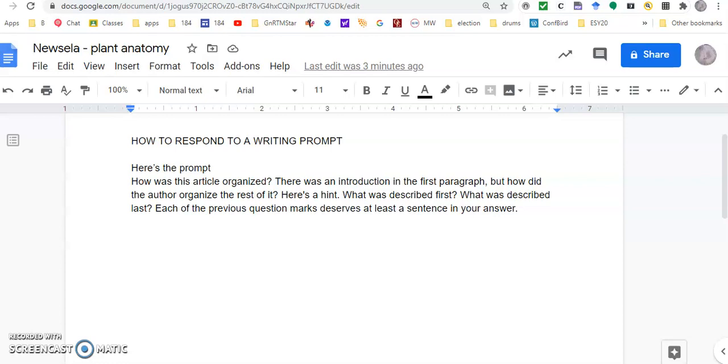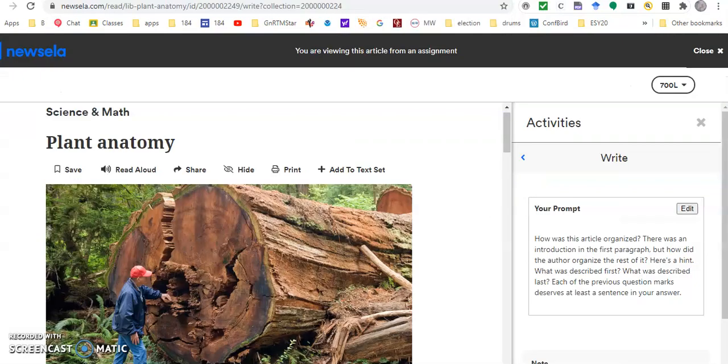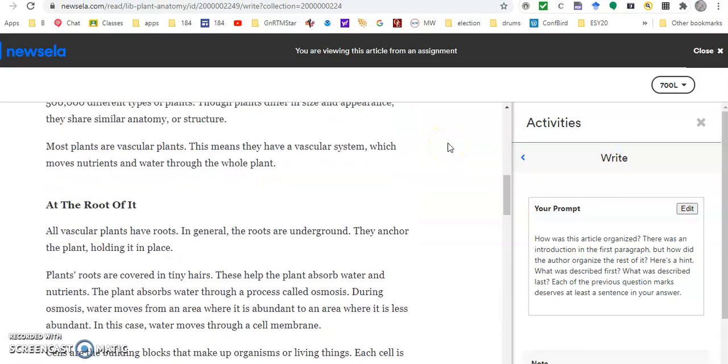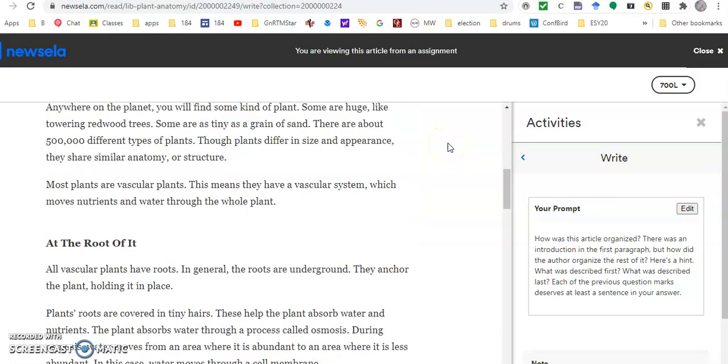All right, this one is about how to respond to a writing prompt. This prompt comes from an article on Newsela called Plant Anatomy. And so when we look at the article, we see a little introduction.